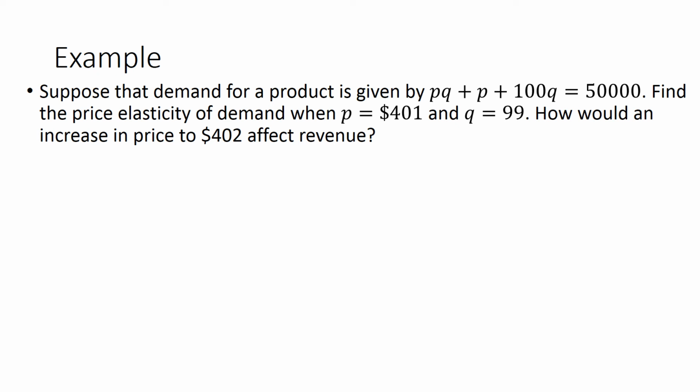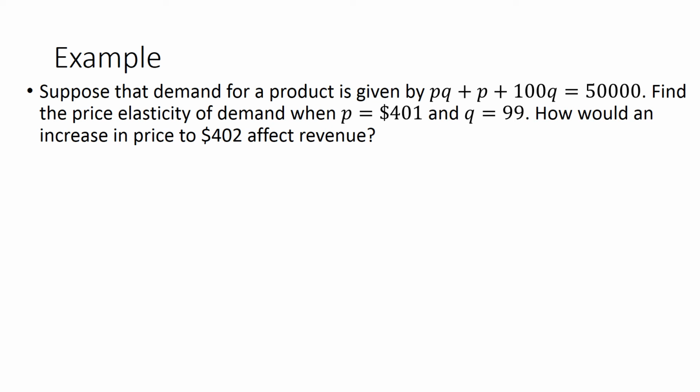Okay, so for an example, suppose the demand for a product is given by P times Q plus P plus 100Q equals $50,000. So here we can see that P and Q are an implicit function. Find the price elasticity of demand when P equals 401 and Q equals 99. How would an increase in price to $402 affect the revenue? When you hit next on the slide, take a second, try to come up with this yourself, and the solution will appear. So the solution is as follows, right?